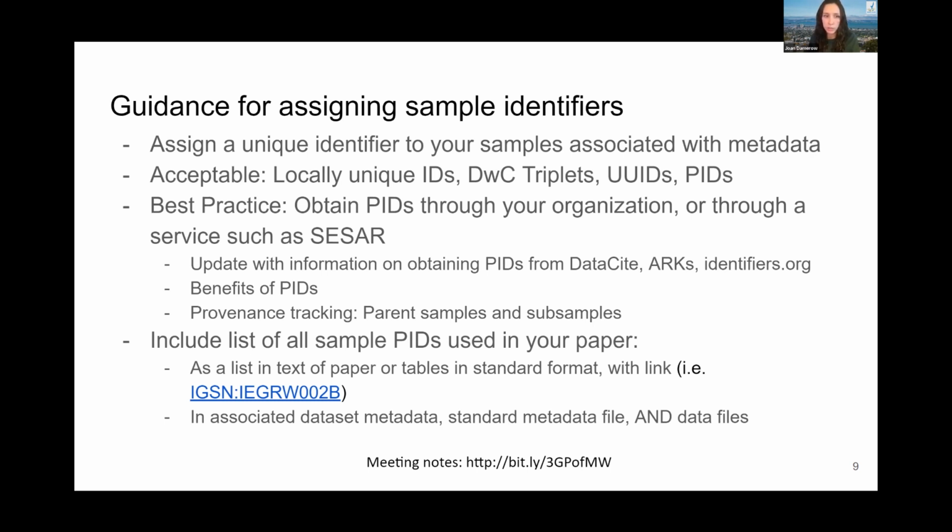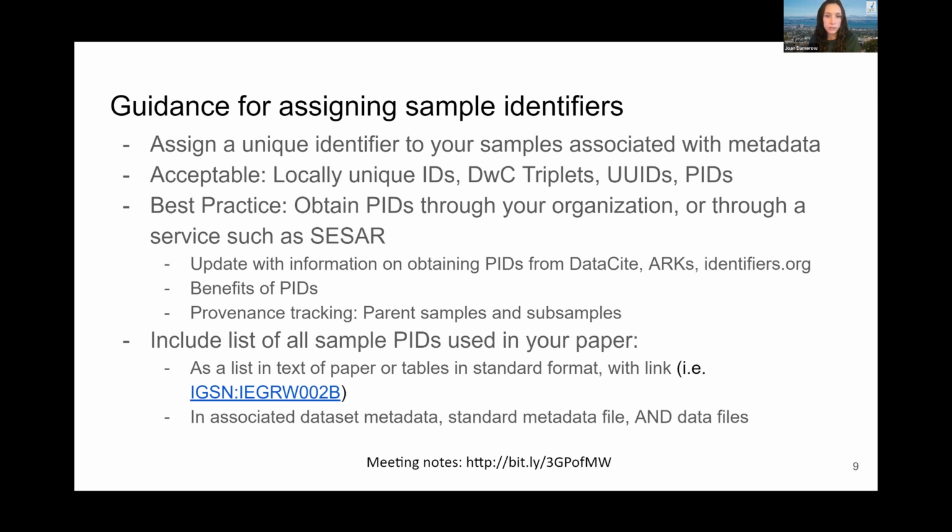I think we need a little bit more information on how people can actually do that. And there's a description of some benefits of persistent identifiers and the importance of using these for provenance tracking and citation and use metrics in the future. And so our recommendations now are, as we were starting to discuss, to include a list of all of the sample identifiers used in your paper, ideally the persistent identifiers.